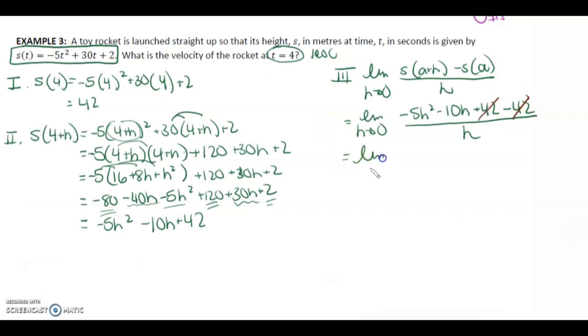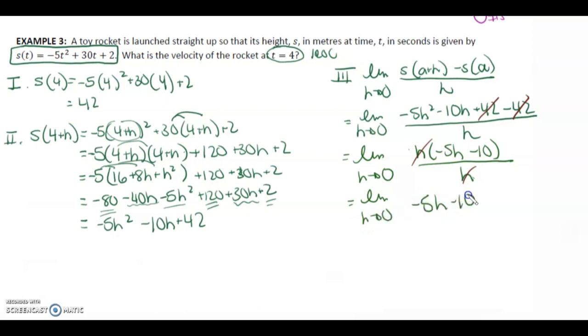So in the next line, what we can do is we can factor out the h. I'm not even going to factor out the negative here. I'm just going to factor out the h because then it's a clean cancellation in the numerator and denominator. So I'm going to write negative 5h and minus 10 in the bracket. Okay, we know that these two h's cancel out. So we are left with the limit as h approaches 0 of negative 5h minus 10.